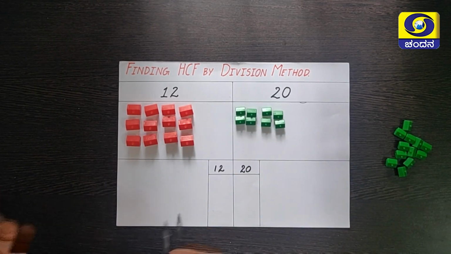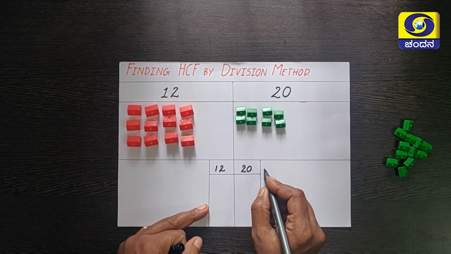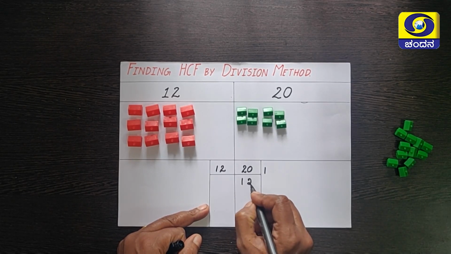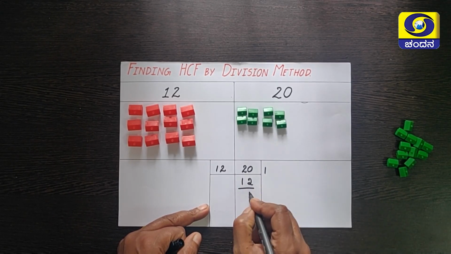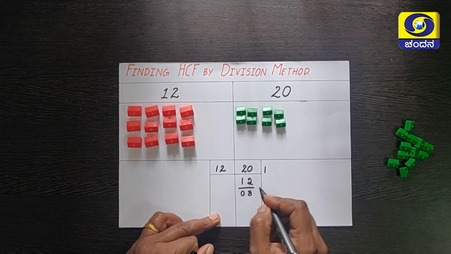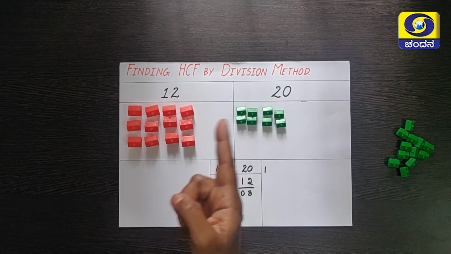See, in the same way, we can do the division working like this, children. 12 ones are 12. 10 minus 2, 8. 1 minus 1, 0. So 8 left over. Now, here there are 12, here 8.